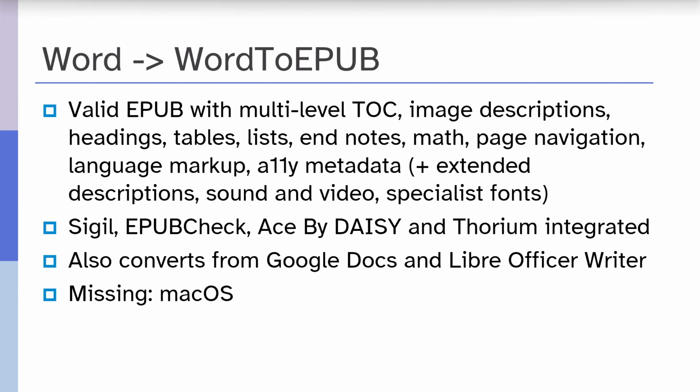The other thing maybe to mention is that you can use Word to EPUB to convert documents to great EPUB from Google Docs and from LibreOffice Writer. And if you want some of those other features that are missing from Pages, you can convert Pages documents to EPUB. But Word to EPUB is just on Windows. So if you're a Mac user, you're out of luck.